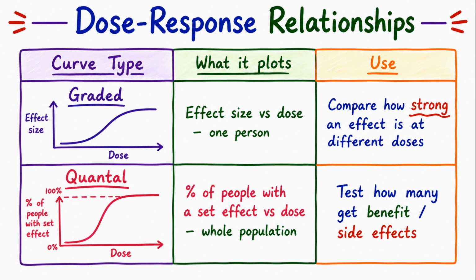Then there's the quantile curve, and this is completely different. It's not about one person at all. This plots the percentage of a whole population that shows a particular effect against dose. So instead of asking how strong is the effect, you're asking what proportion of people got the effect at all, at each dose level. This is exactly what you'd use to work out how many people benefit from a drug, or how many experience side effects across a population. So the one-line distinction to remember: graded is one person, effect size; quantile is a whole population, percentage responding.